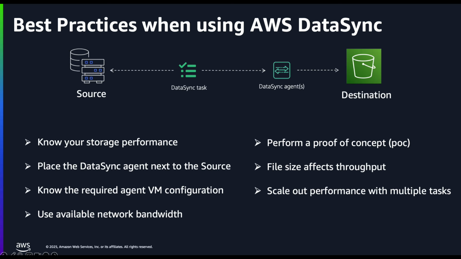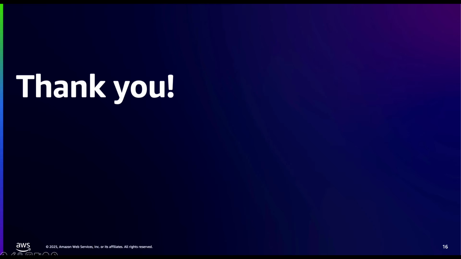Lastly, scale out performance with multiple tasks and with multiple agents to overcome single agent throughput limitations and to reduce total transfer time. To summarize, in this video I've discussed DataSync building blocks and various methods to scale out DataSync transfers using multiple agents and multiple tasks. Leveraging the scale-out approaches enables you to maximize the usage of your available network bandwidth while achieving higher data throughput, reducing overall migration timelines. Thank you for watching this video, and thank you for using AWS.